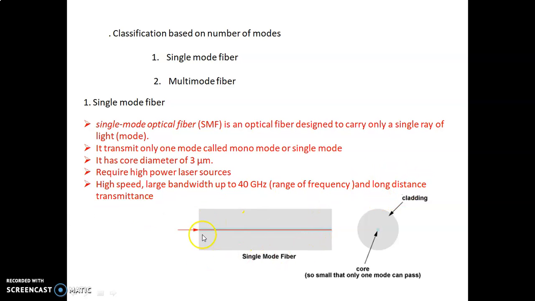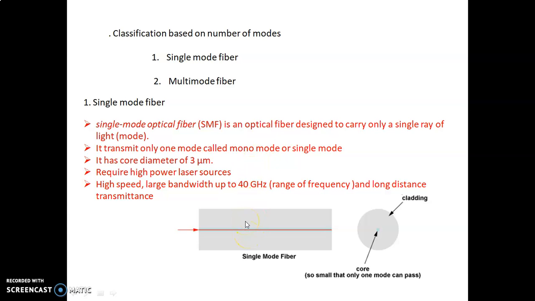Now just think of single mode optical fiber. See, the core is very small, so only one light mode is passing inside the core. Here, see, this is a cross-section view. The core is very small, and here you can see the cladding diameter is high while the core diameter is very small. So the core is designed to carry only one mode, single mode. Okay, so this is single mode optical fiber.